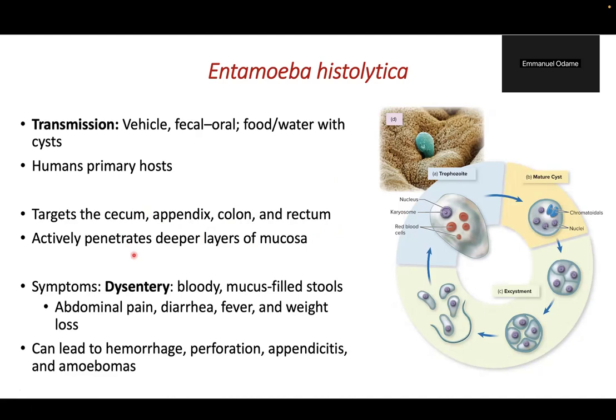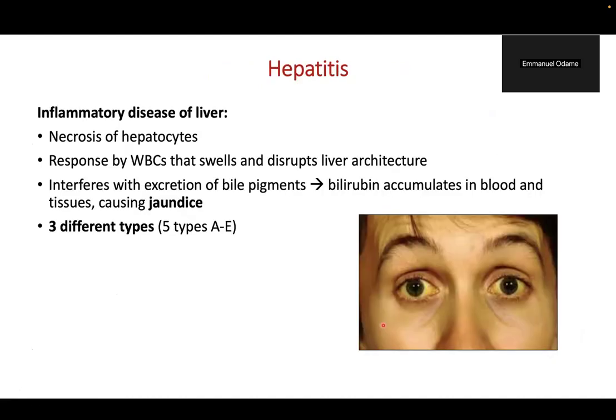Symptoms include dysentery, basically bloody stool, and mucus-filled stool too. You experience abdominal pain, diarrhea, fever, and also weight loss. When left untreated, this can lead to hemorrhages and perforation in your GI tract, and in some cases appendicitis and also amoebomas. And this is the life cycle of the microorganism. From the trophozoite state, it moves to a mature cyst, then encystment, and then it goes back again just to reproduce more of itself.